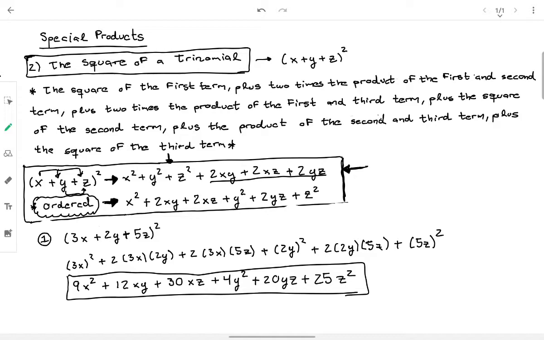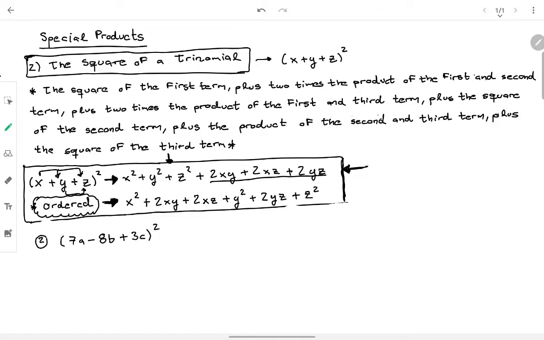So let's see another example. On the second example, we have a negative term, minus 8v, but don't worry, we will use the same formula, but we will need to remember the signs. We need to respect the signs.